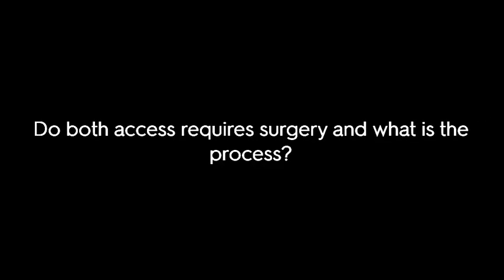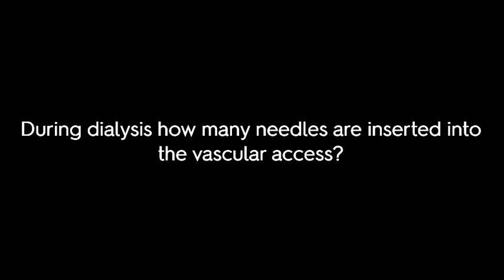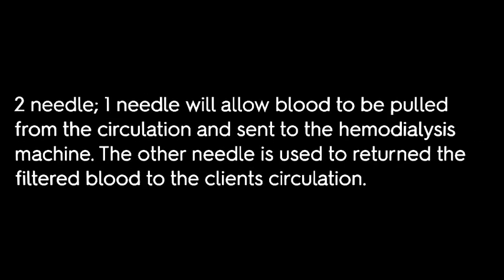Do both accesses require surgery, and what is the process? It takes weeks to mature and be ready for repeated venipuncture. During dialysis, how many needles are inserted into the vascular access? 2 needles. 1 needle will allow blood to be pulled from the circulation and sent to the hemodialysis machine. The other needle is used to return the filtered blood to the client's circulation. The blank end of the access will remove the blood, and the return is through the low-pressure blank end. Arterial and venous.